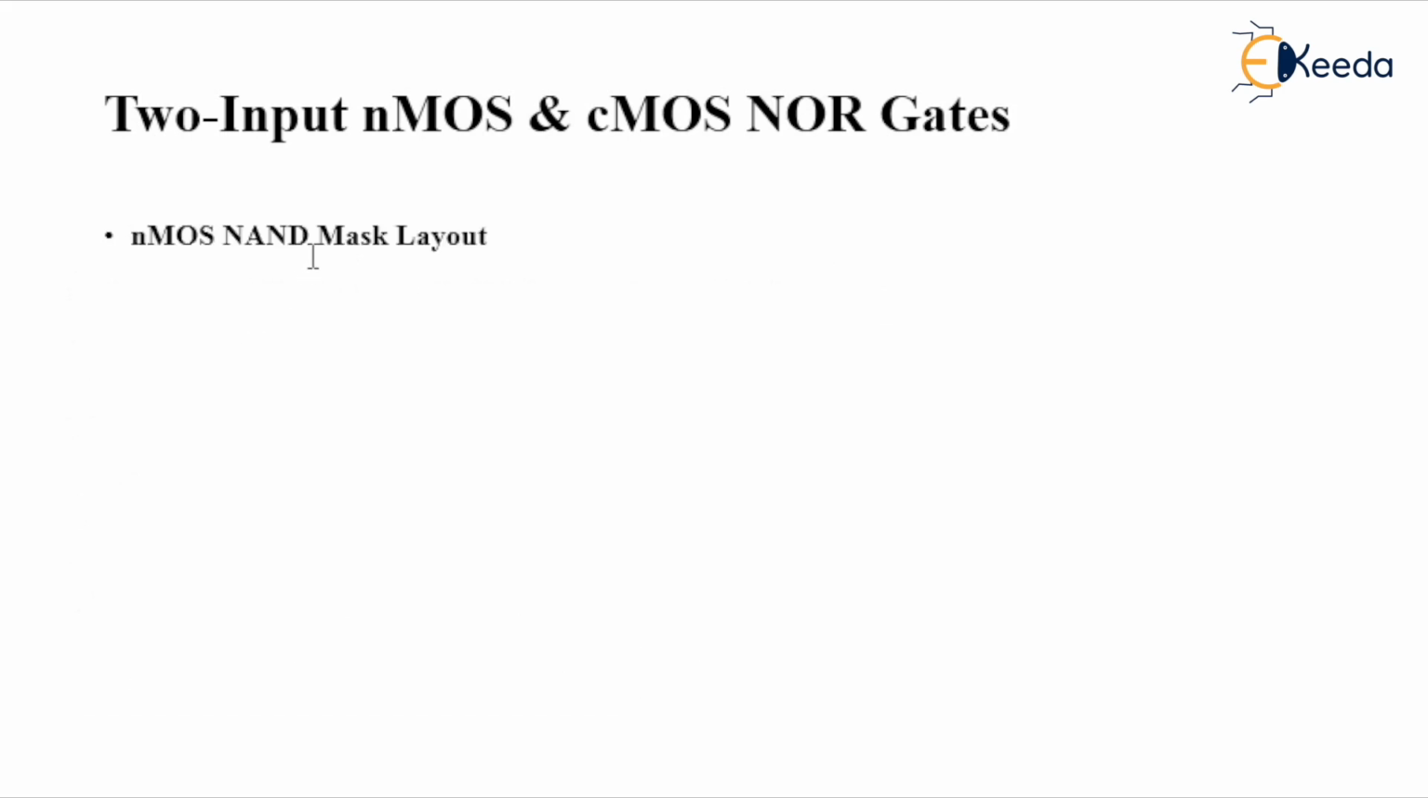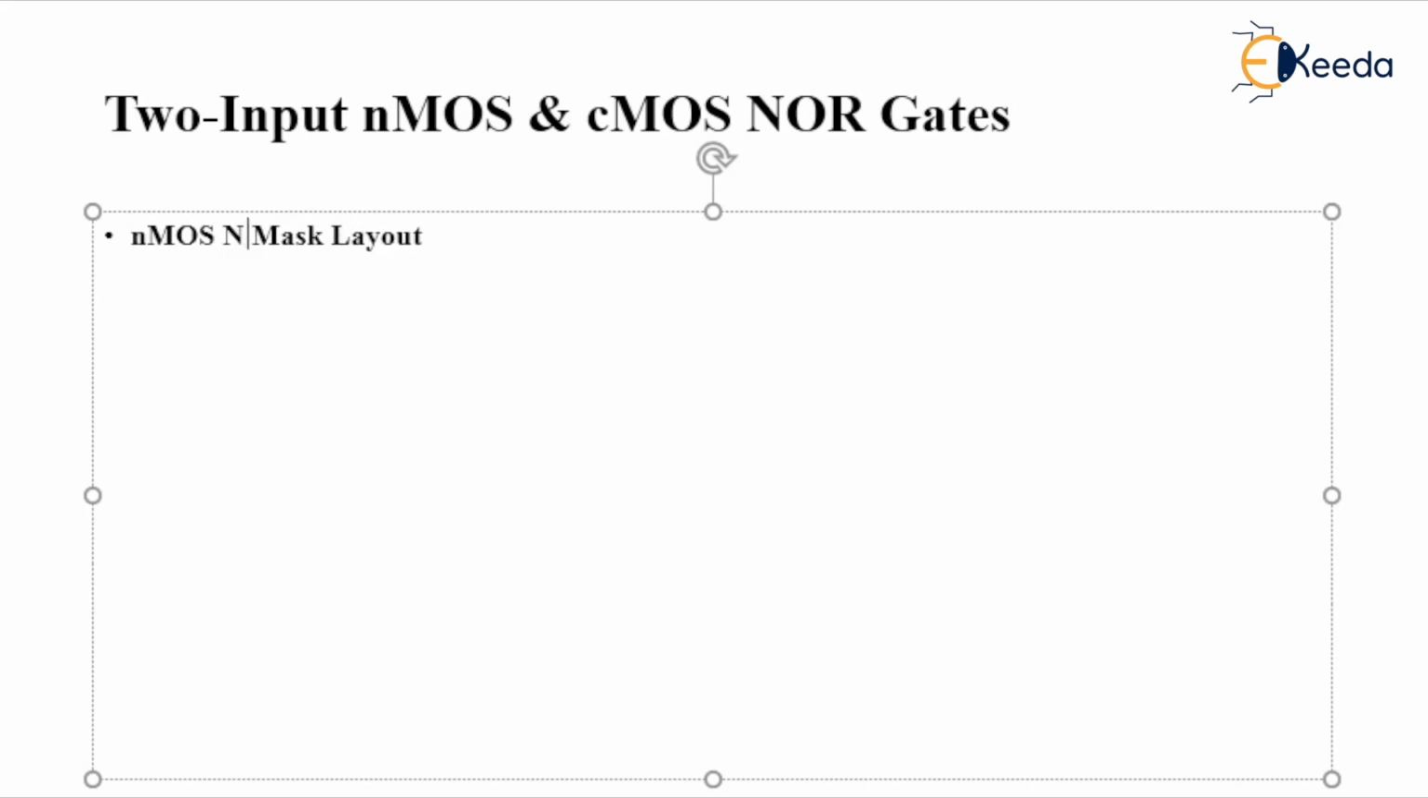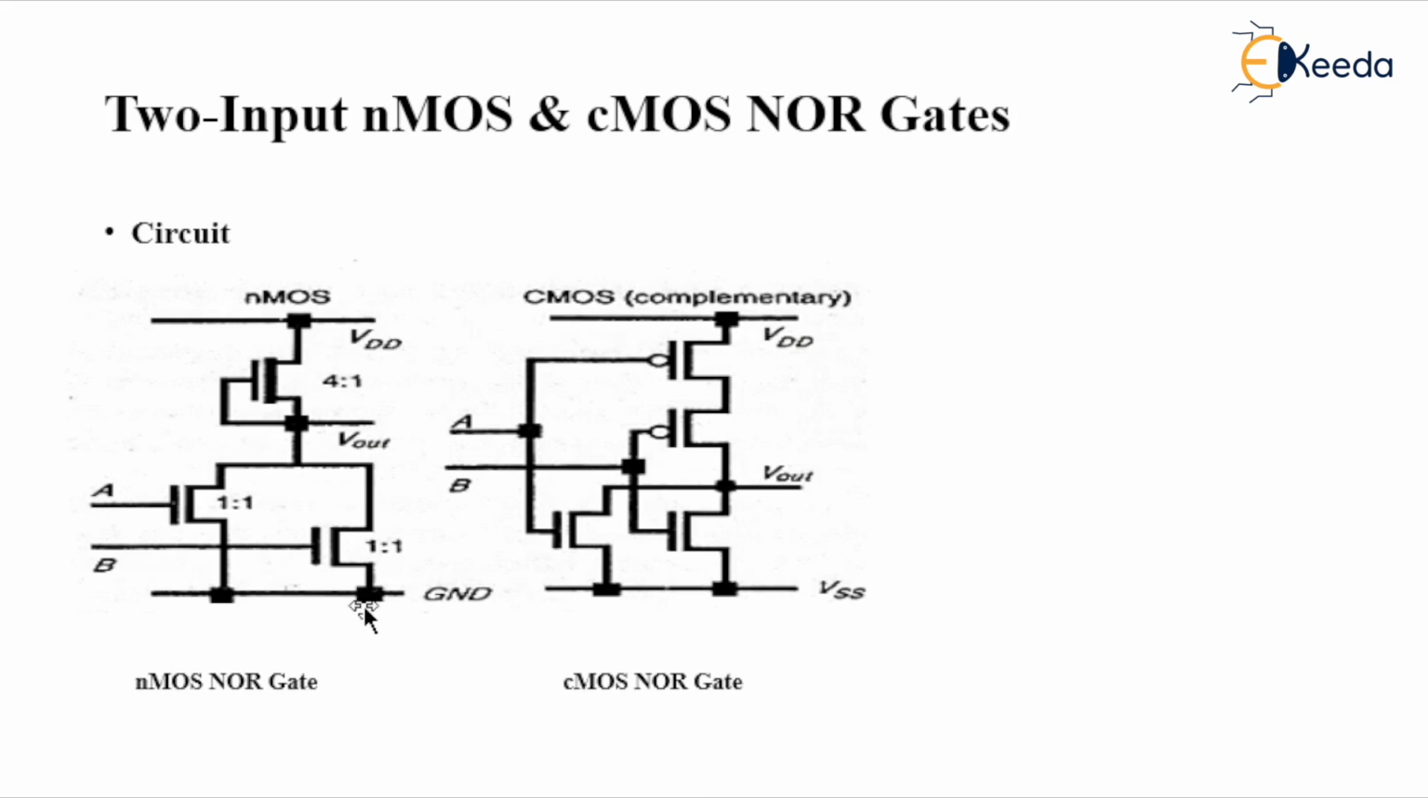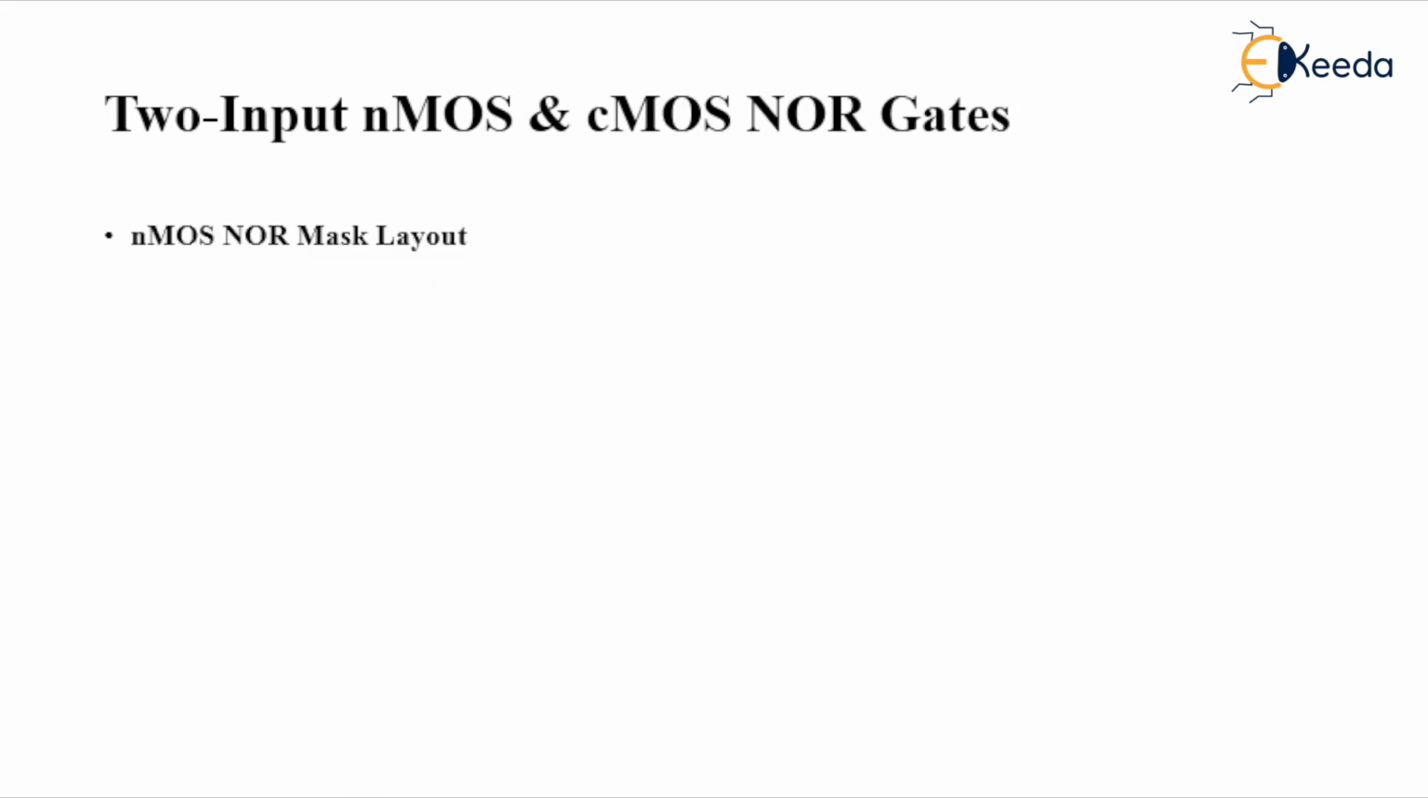Next, we're going to the mask layout, the NMOS NOR mask layout. See here, VDD and VSS, where VSS is ground potential. Both are supply rail metal, so I need to take a metal here, and that metal should be blue color.